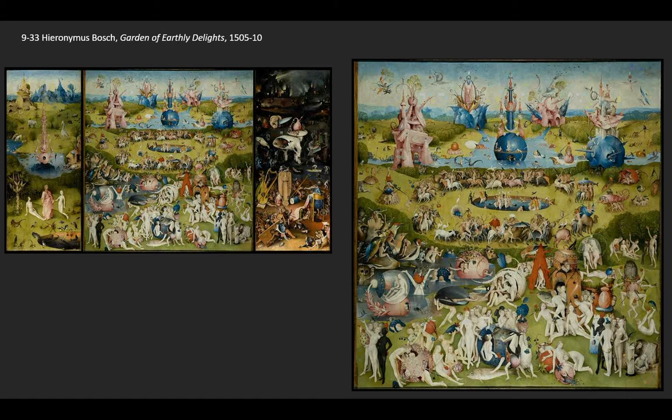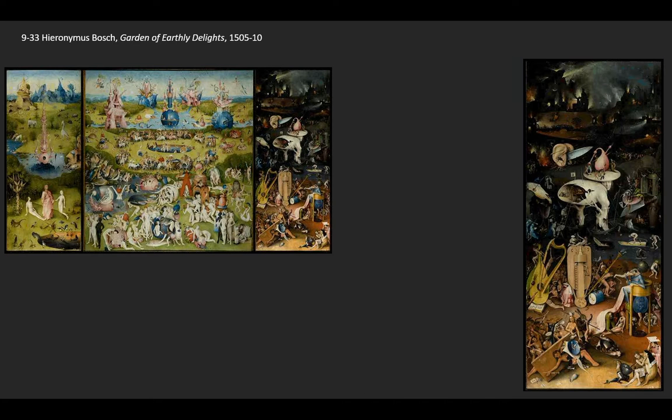So what we find is that the central panel is best understood in the context of the triptych. The left-hand panel of Adam and Eve in Eden sets up what's going on in the central panel. We see the birth of sin, then we see sin being carried out by mankind, the curse of Adam himself. And then if we move to the right-hand panel, we see the punishment of sin.